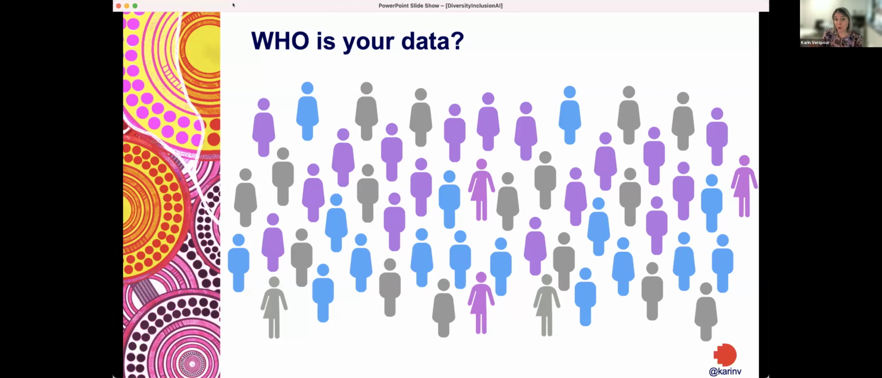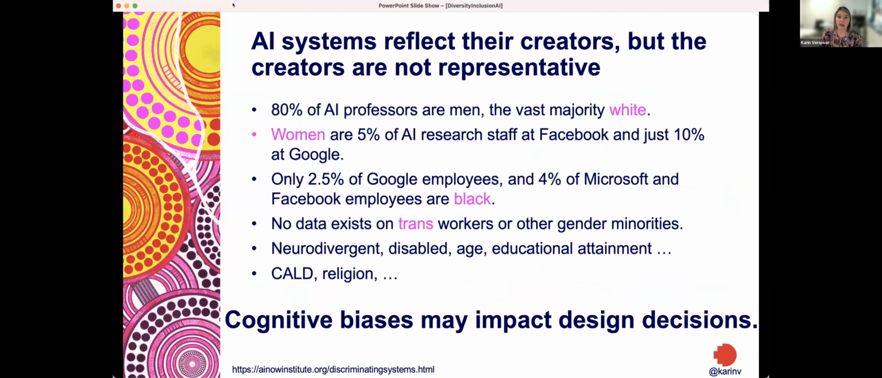So ask yourself, who are the people in your data? And then ask yourself, who's building your AI systems? Because we know that AI systems reflect the cognitive biases and the experiences of the people who are building these systems. And if we look at who's building AI systems today, we have a really obvious problem, I would say. The people who are building AI systems are really not representative of the general population.